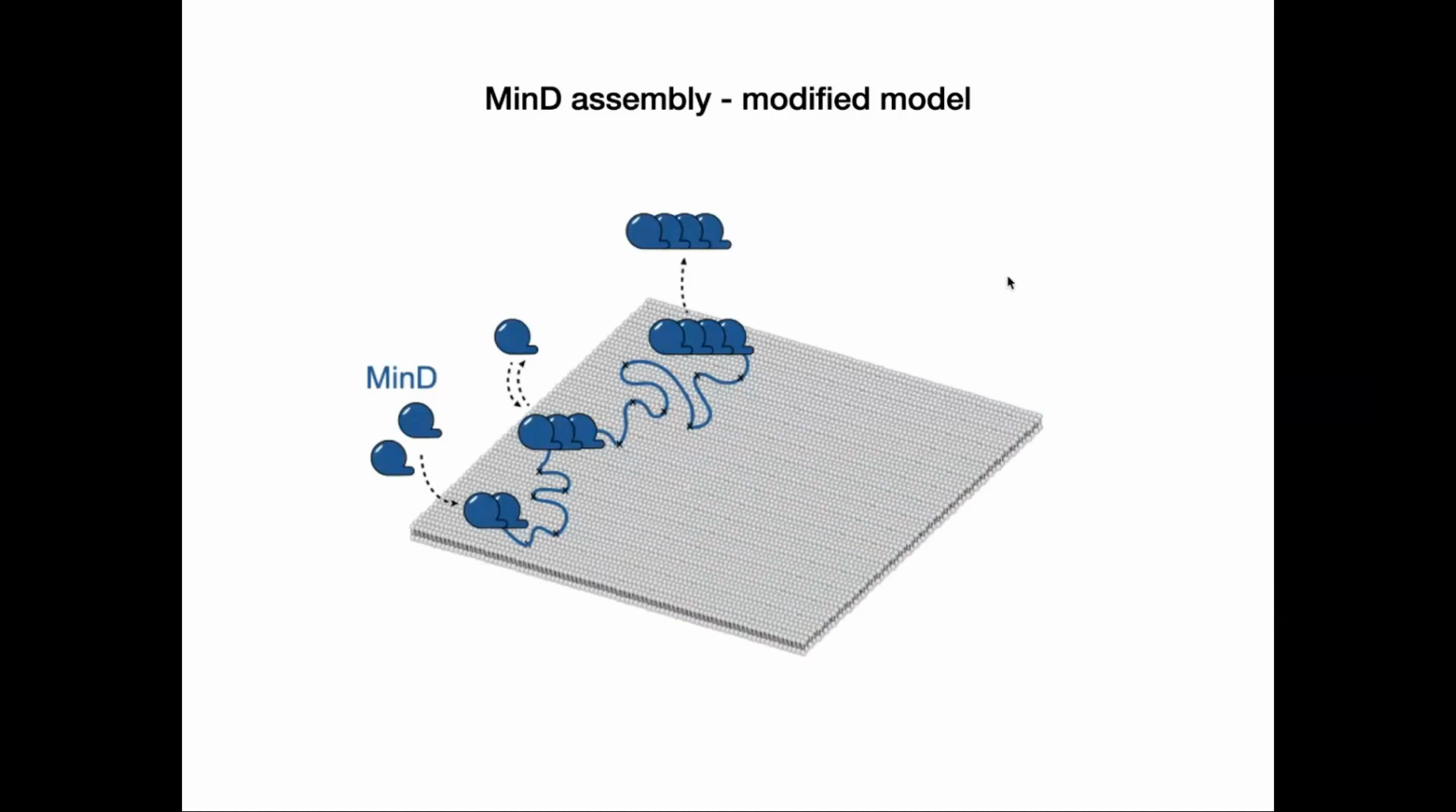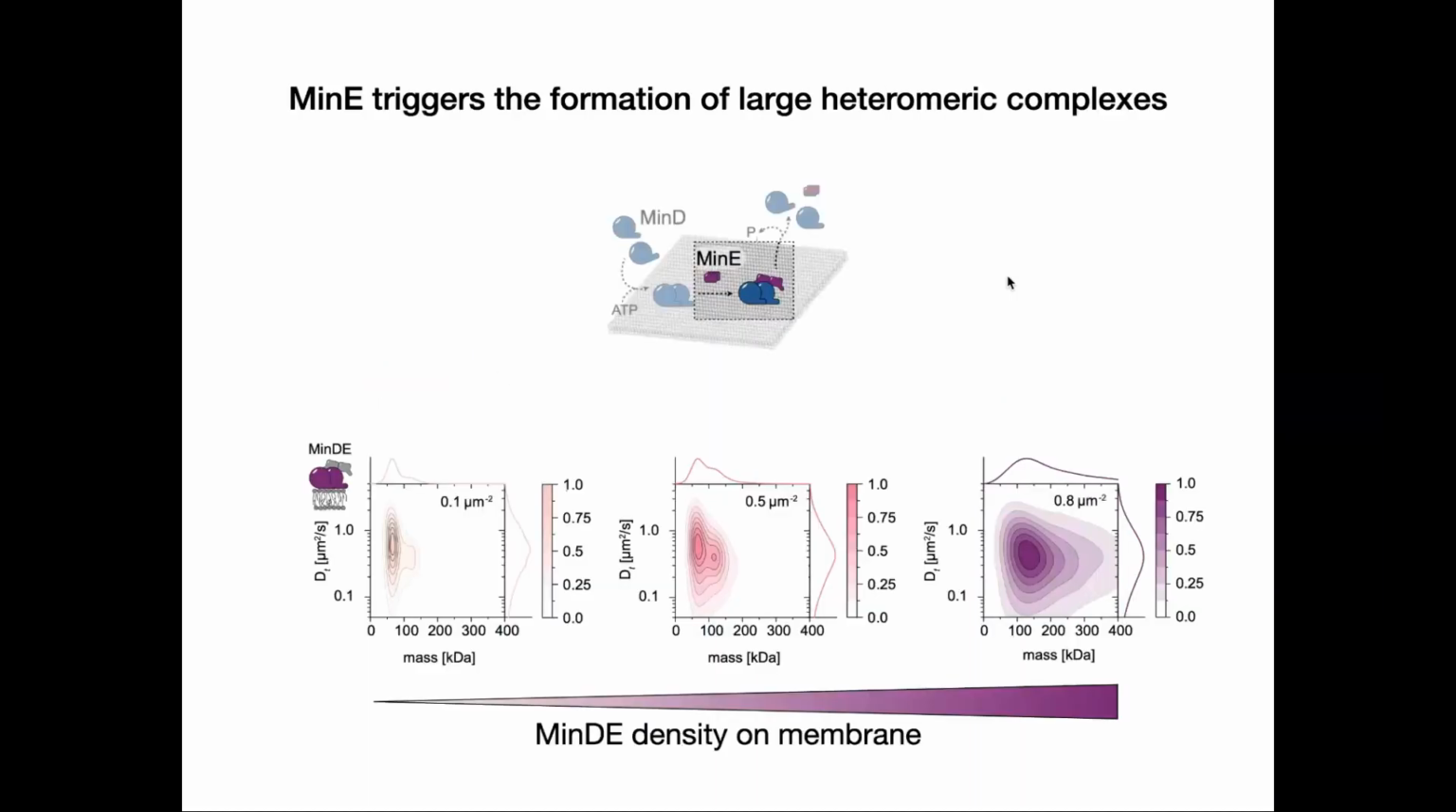And what we finally did, we also wanted to see what happens when we add MinE to this system. Looking at the same size distributions with MinE, we found that MinE would actually stabilize a tetrameric species, and if you increase the density of MinDE on the membrane, the complexes would grow extremely large, even larger than the size of MinD alone.